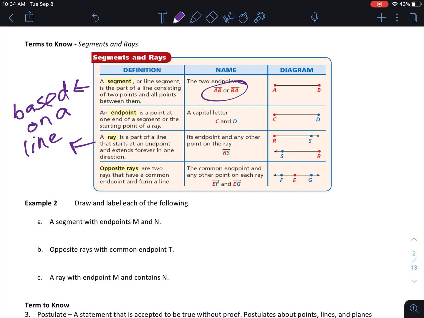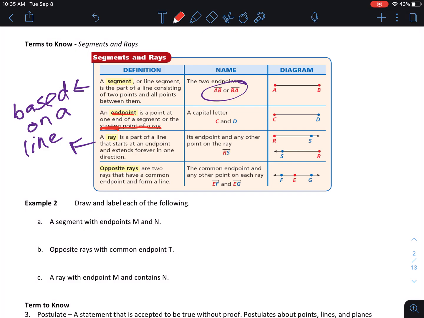The endpoint, now this is really weird, so I'm going to underline this in red. The endpoint is a point at one end of the segment or the starting point of the ray. That is hashtag awkward and somewhat counterintuitive, but that is the definition. So it's important you understand that the endpoint is actually the starting point of the ray.